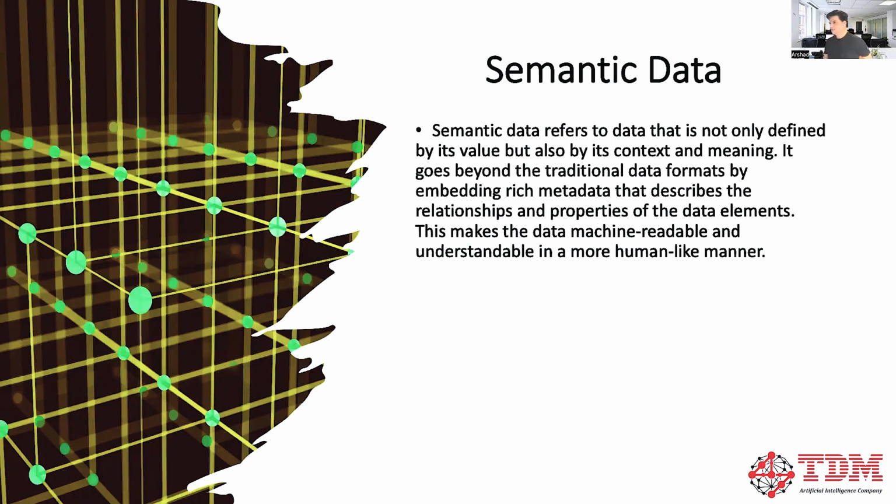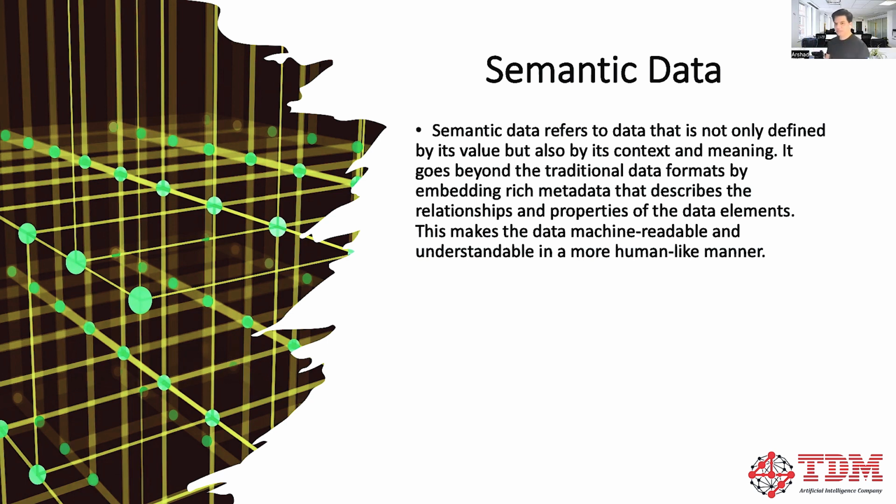This is another concept called semantic data. What is semantic data? It is referred to as data that is defined not only by its value but also its context, and goes beyond the traditional data format by embedding and enriching metadata that describes the relationship and the property in the data element. This makes data machine readable, understood, and more human-like. This is an official Wikipedia definition, but imagine, which we'll talk about in the next use case.